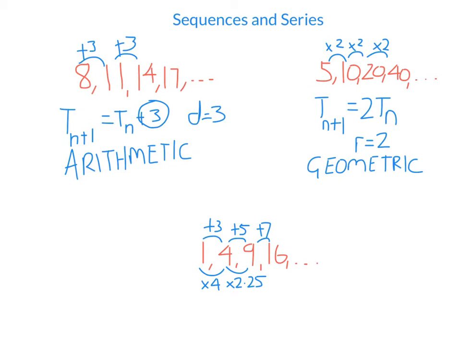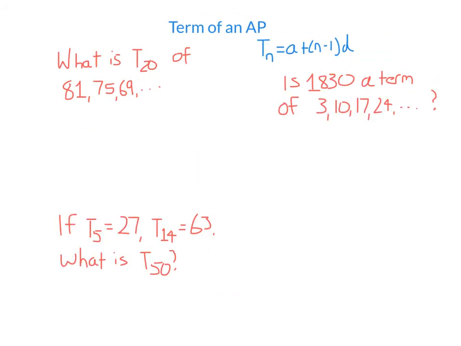So let's now look at finding the nth term of an arithmetic sequence. The formula for the nth term of an AP, an arithmetic progression or an arithmetic sequence, is Tn equals A plus (n minus 1)D. A is just the first term, D is the common difference as we saw on the previous slide, and n is just the number of the term you're interested in.